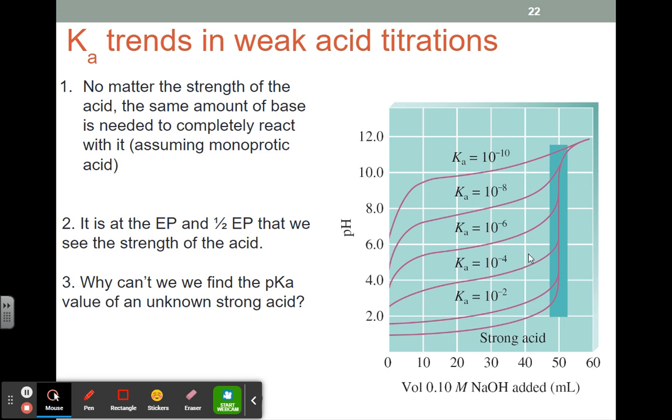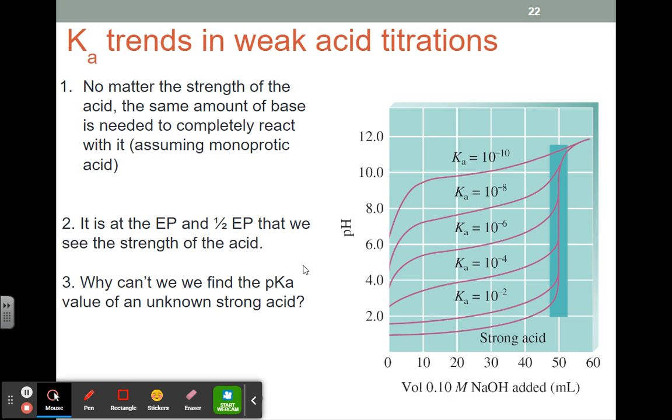But the other Kas have an equivalence point with a big pH change, and then of course it becomes basic at the end. It still takes the same amount of base to react with all of these different acids, and the only difference is the pH at the equivalence point. So the pH is going to be higher for the weaker acids. It's going to be lower for the stronger acids.